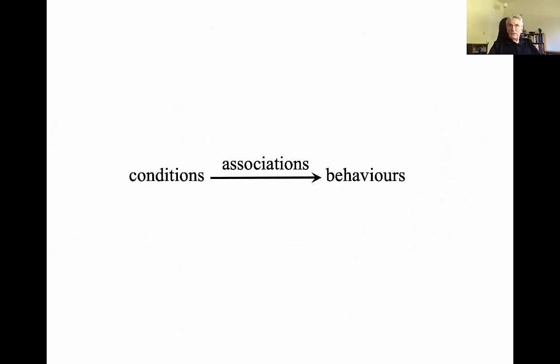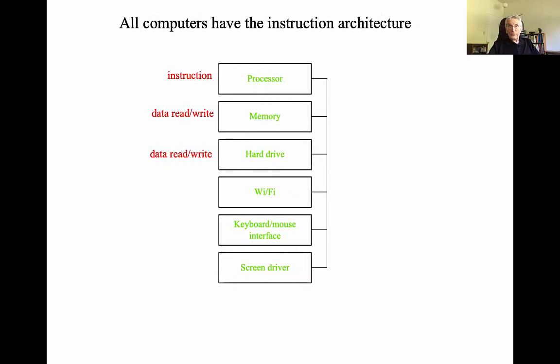And why those two concepts? Well, they relate to the very high level description of a system that we talked about earlier, because the system needs to read and write conditions and associate conditions with behaviors. And in support of these two process types, all computers have what's called the instruction architecture.